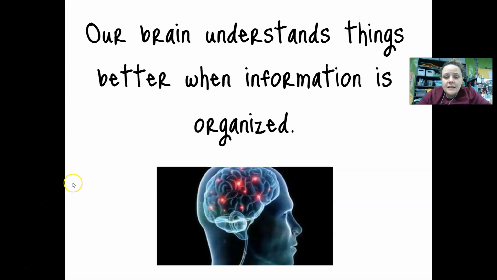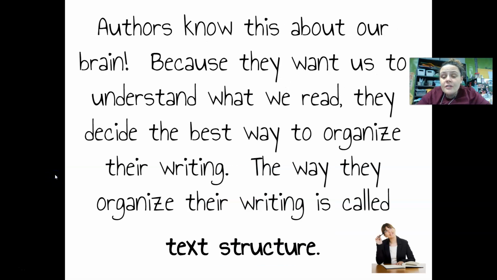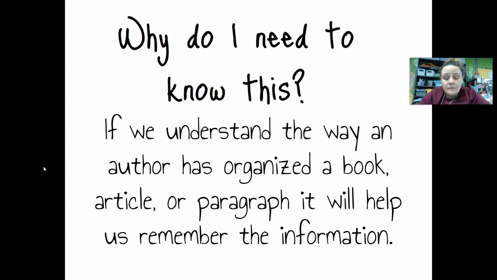Our brain understands things better when information is organized. Authors know this about our brain. Because they want us to understand what we read, they decide the best way to organize their writing. The way they organize their writing is called text structure. Why do I need to know this? Well, if we understand the way an author has organized a book, article, or paragraph, it will help us remember the information.